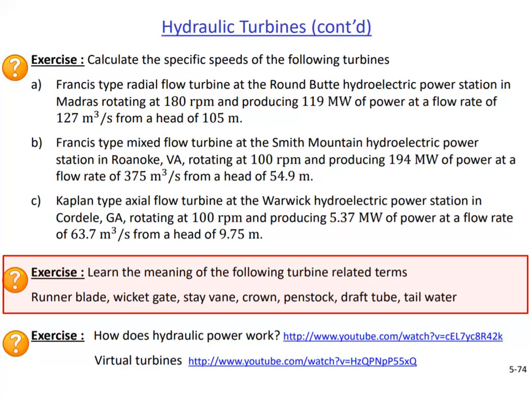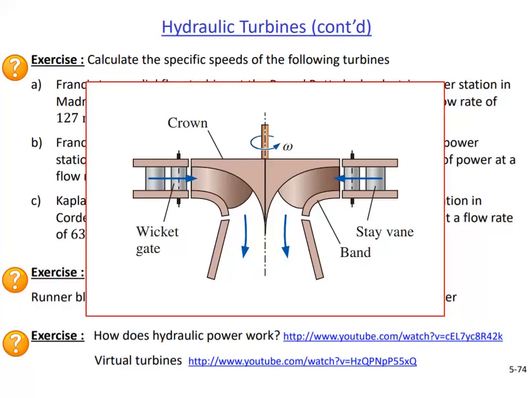We actually studied many of them, such as the runner blade, wicket gate, stay vane, and draft tube. The new ones are the crown, penstock, and tail water. This figure shows a schematic of a Francis turbine. Flow first passes through the stay vanes, then the wicket gates, and then the runner blades. The runner blades rotate between the crown at the top and the band at the bottom.